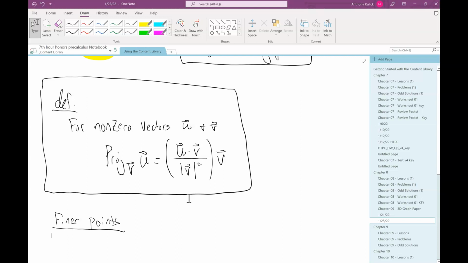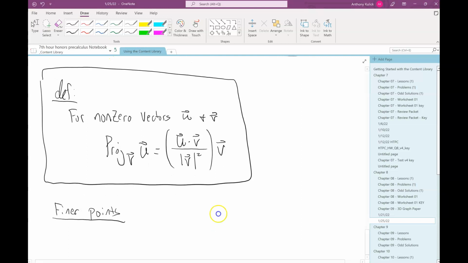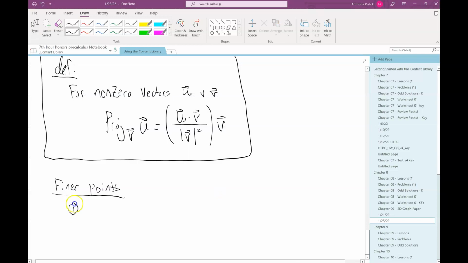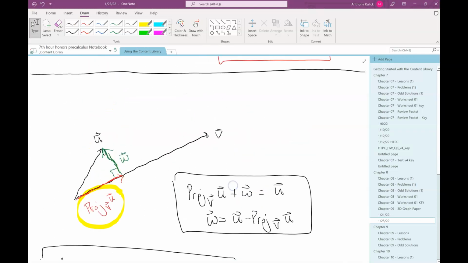And we'll do some examples here in a moment to illustrate that. So a couple of finer points here about this projection formula. If I look at this projection formula, it certainly appears that the length of the vector we're projecting onto matters. In a real context, though, it doesn't always.